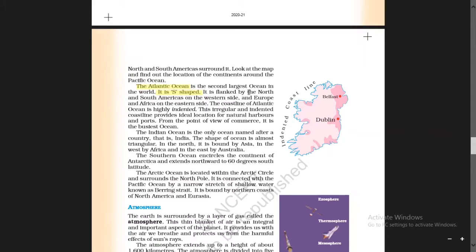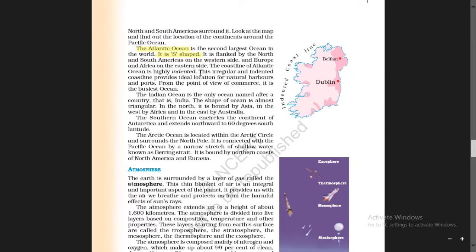It is flanked by the North and South Americas on the western side and Europe and Africa on the eastern side. The coastline of the Atlantic Ocean is highly indented. This irregular and indented coastline provides ideal locations for natural harbors and ports. From the point of view of commerce, it is the busiest ocean.